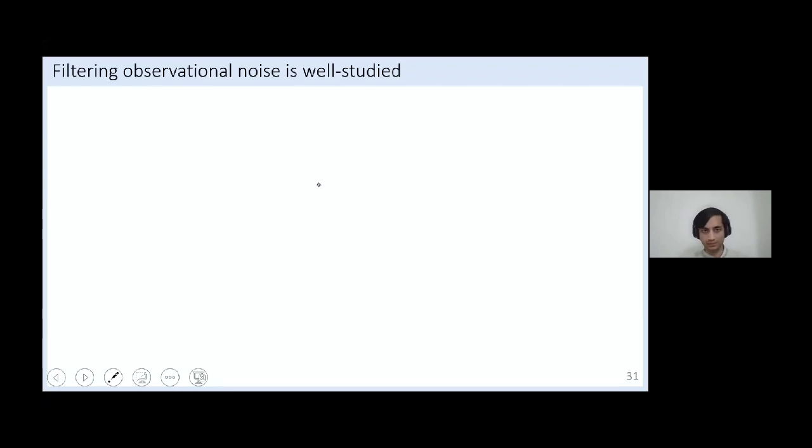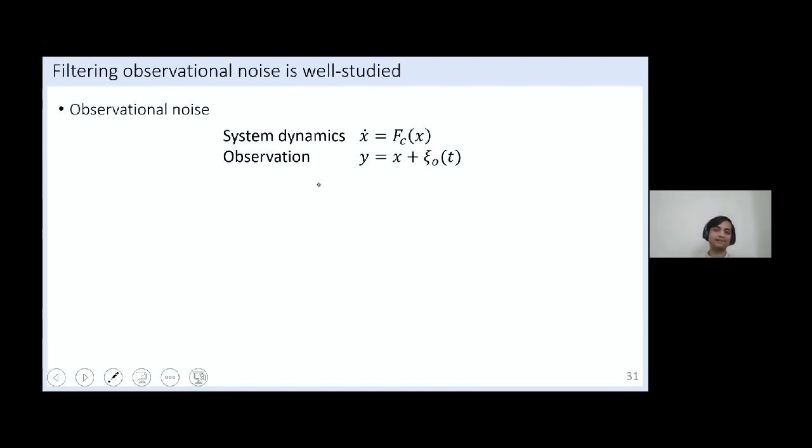People have really looked at this quite a lot. What is essentially happening in the case of observational noise is you have some system dynamics, x dot is equal to f of x, and your observed variable y is some x plus some xi sub 0. I'll be using the Greek letter xi to represent noise in all of my slides. So the observation is just the true system dynamics plus some sort of noise.